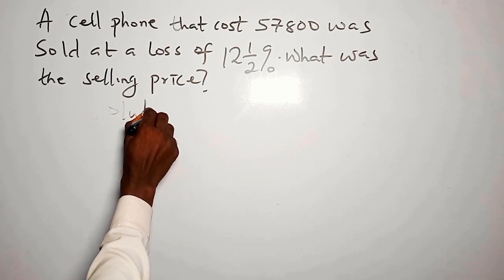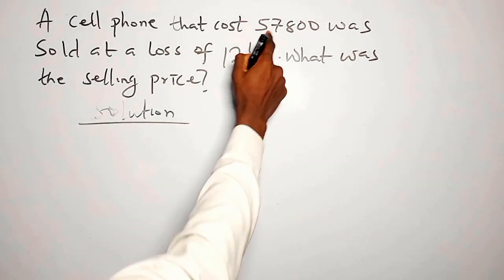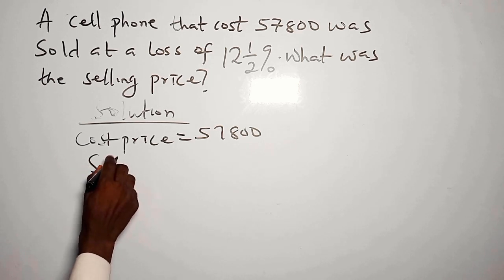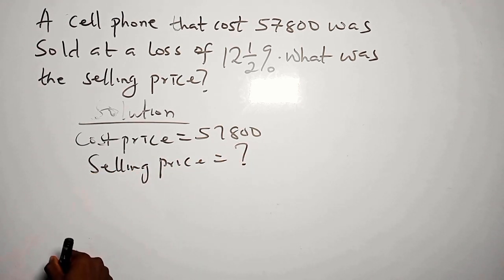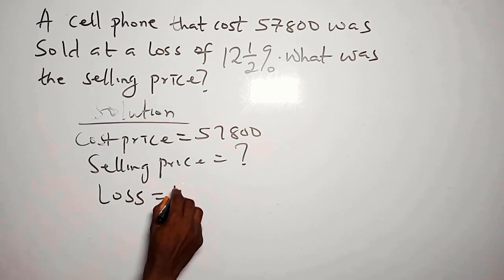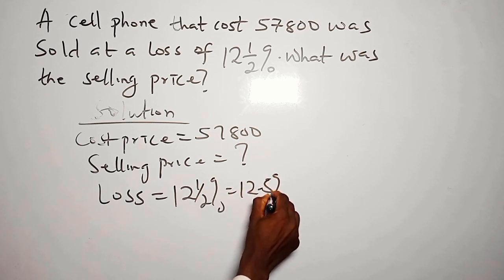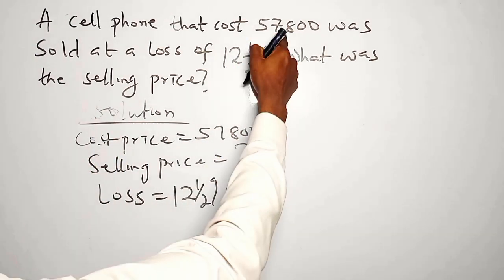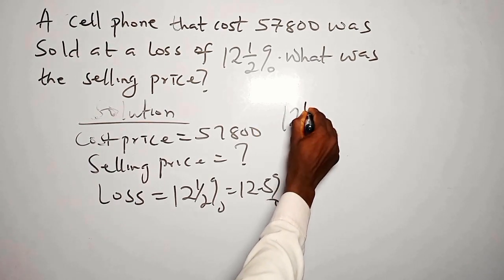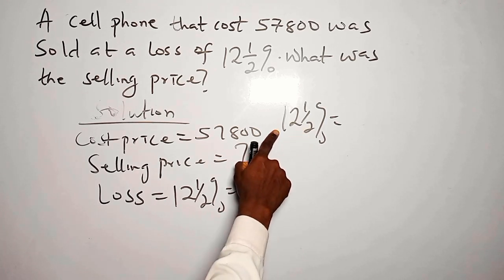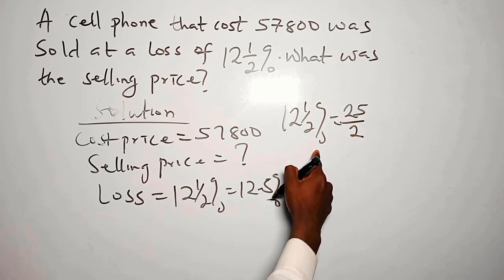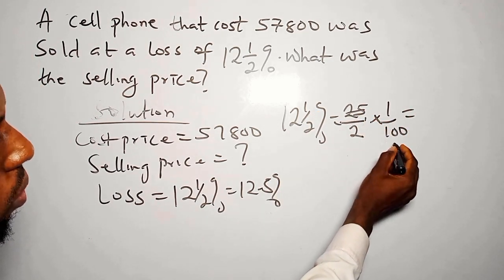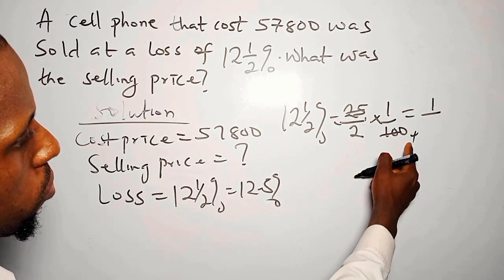Solution. When we look at the question, the cost price equals 57,800. The selling price is unknown, so we have to determine that, but it's sold at a loss of 12.5%. So we apply this to this. For 12.5%, when we change this to an improper fraction, we have 2 times 12 is 24 plus 1, that's 25 over 2, times 1 over 100 as a result of the percentage. When we simplify, we have 1 times 1 is 1, 2 times 4 is 8.